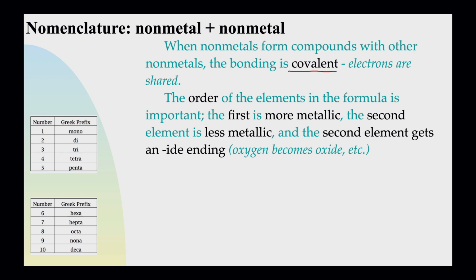Now, the element which is less metallic, we're going to change its name and give it an IDE ending. So earlier, I said carbon dioxide. We changed the oxygen to an oxide, all right? And that's what you do with these kinds of things, especially the second ones. So the second element, we'll get it. Nitrogen dioxide, maybe you've heard of that. Another example of oxygen becoming oxide. You always want to change it.